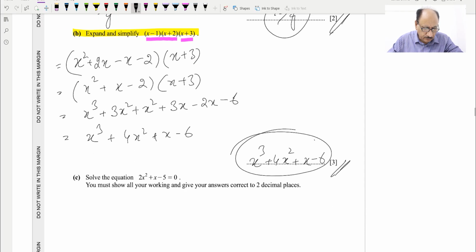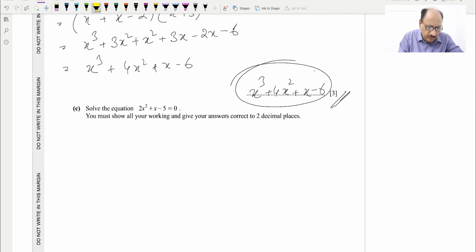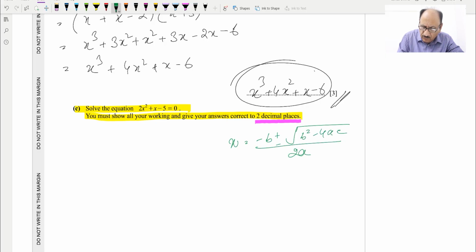This is done. Now they are saying solve the equation 2x square plus x minus 5 is equal to 0. You must show all your working, and give the answer to 2 decimal places. So mostly when they say the answer is to 2 decimal places, it means you should expect the answer to be in decimals, so it is better to use the quadratic formula in that case. So what is the quadratic formula? x is equal to minus b plus minus square root of b square minus 4ac over 2a, and don't forget to replace the values in brackets.